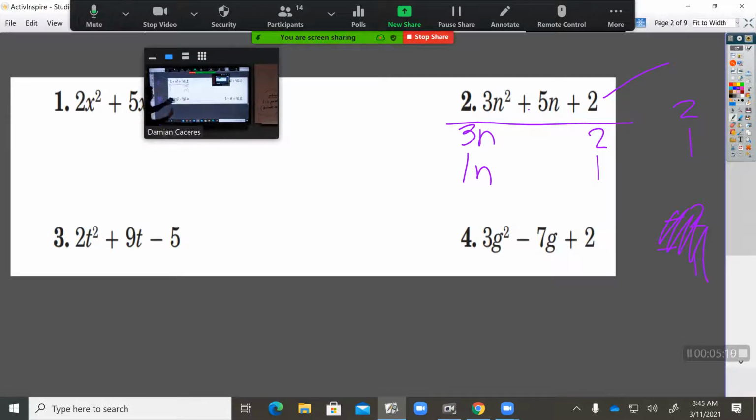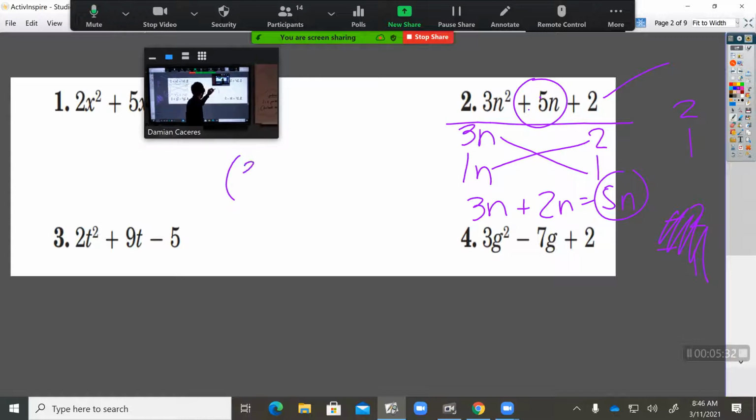Now, before writing my result, this is easy to do in your head. 3 times 1 is 3. 2 times 1 is 2. 3 plus 2 is going to give me what? 5, the correct middle number. Once your middle number matches, your answer is in front of you right here. So the first binomial is 3n plus 2. The second binomial is n plus 1.